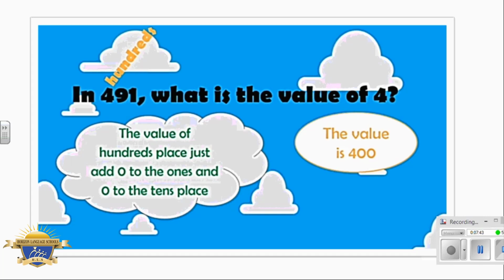So we can say that the ones place gives the number, no 0. There is no 0 in the ones place. And the tens place gives the number and just 1, 0. And the hundreds place gives the number and 2 zeros.